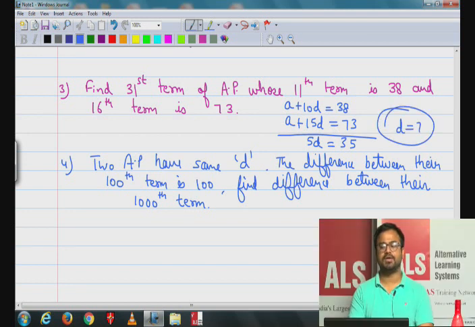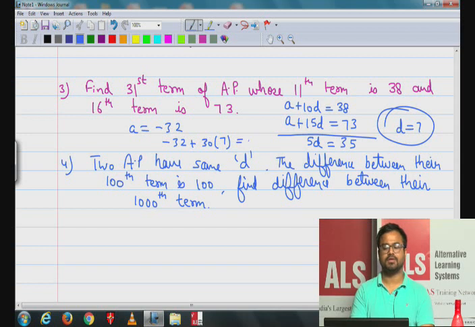If d is equal to 7, we can put it over there. So a will be equal to, if we put d is equal to 7, this will become 70, and 38 minus 70, that is minus 32. So our 31st term would be a plus 30 into d. So that would be 178. That's the correct answer. And Senapati, your answer is also right.